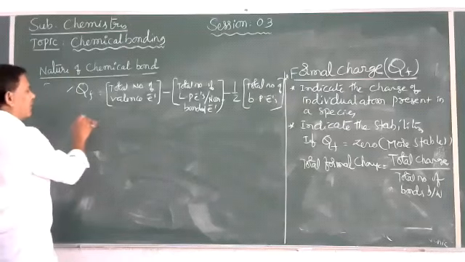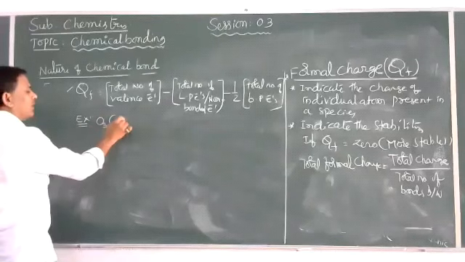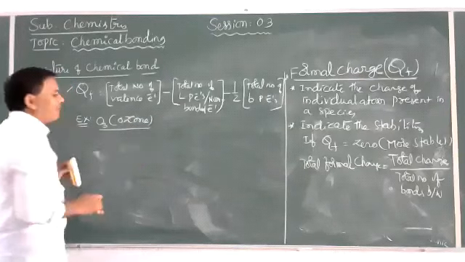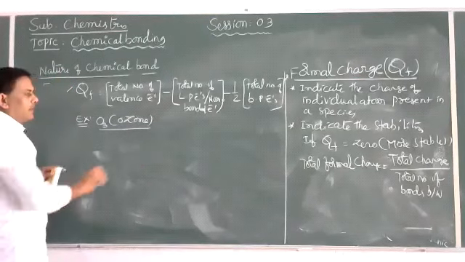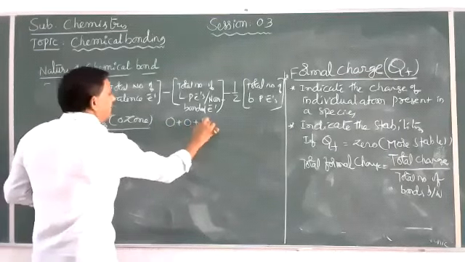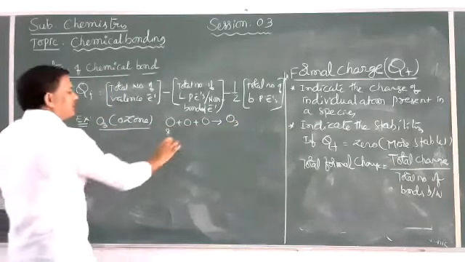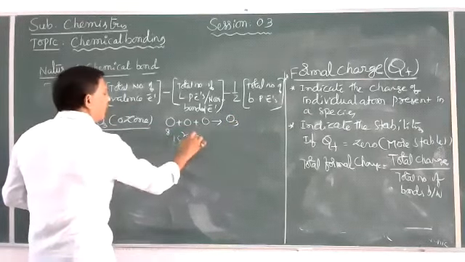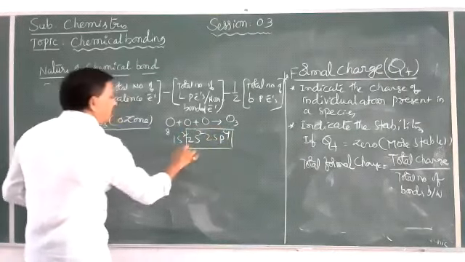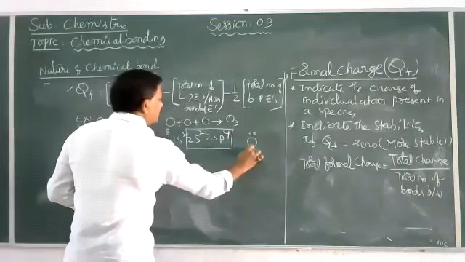Now to calculate formal charge, the best example I'll take here is the O3 molecule, ozone. In ozone, how to calculate its formal charge? Here in ozone, 3 oxygen atoms are present. Each oxygen atom's atomic number is 8. Its electronic configuration, we know, is 1s2, 2s2, 2p4. In its outermost orbit, 6 valence electrons are there. We know the Lewis dot structure is the same.